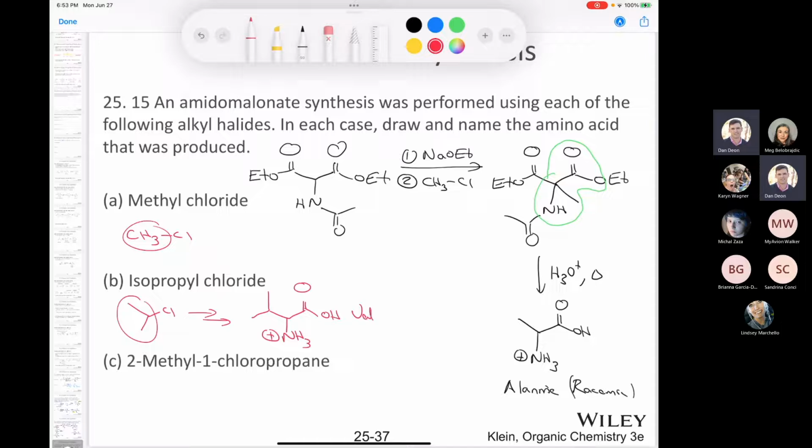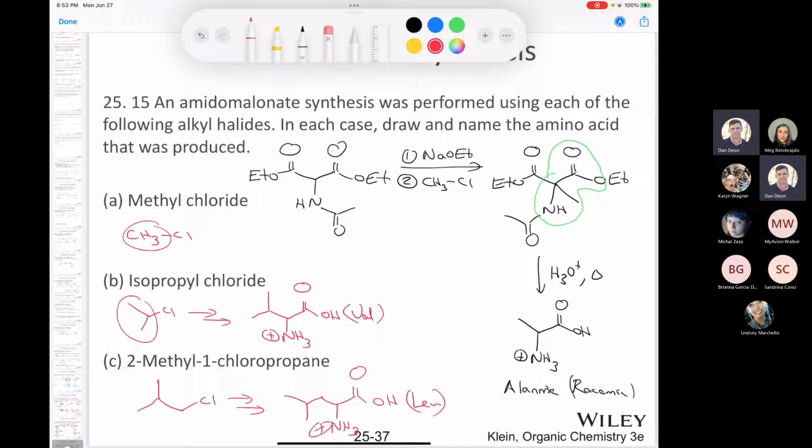And then for the next one, you have 2-methyl-1-chloropropane. So you have 1, 2, 3. And then you've got 2 methyl. So you've got an isobutyl group. So if we draw what the product would be then, we have our carboxyl group. We have our nitrogen. And then we have an isobutyl group. So methylene followed by 2 carbons like this. And that is a leucine. So we end up with leucine in this case.